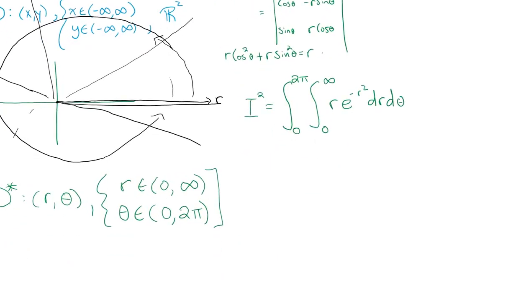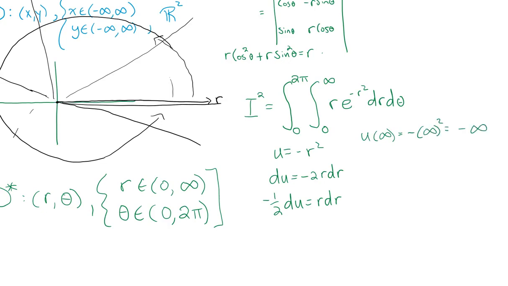Now we can apply a u substitution, and we will say u equals minus r squared. Du is equal to minus 2r dr, which means minus 1/2 du is equal to r dr. Now, whenever we change our variables, we have to change our bounds. So u of infinity here would equal minus infinity squared, which would equal minus infinity. And then u of 0 would equal minus 0 squared, which would just equal 0.